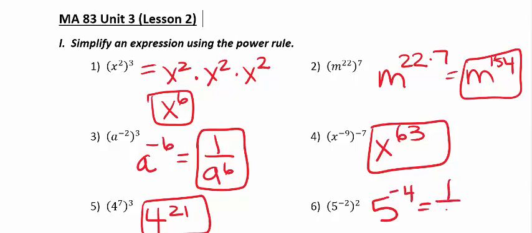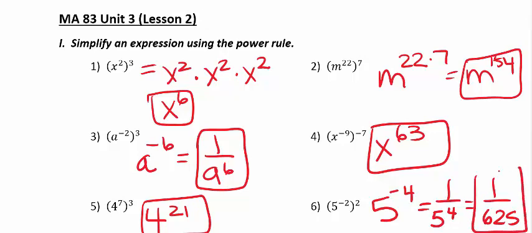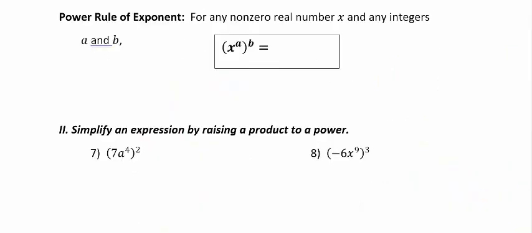We have a negative power, so we bring it down to the denominator to make it positive. And 5 to the 4th is 625. So we get 1 over 625. So our power rule of exponents for any non-zero real number x and any integers a and b, x to the a power all to the b power equals x to the a times b power.